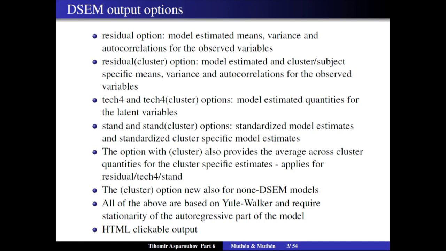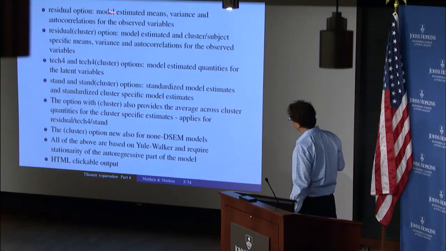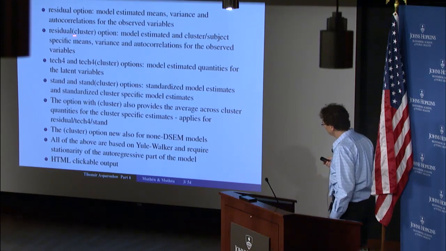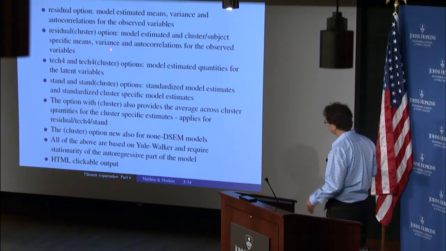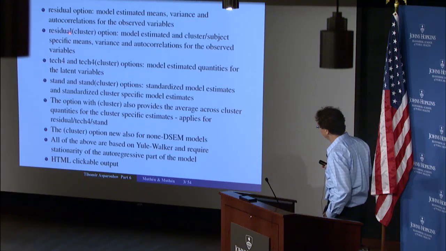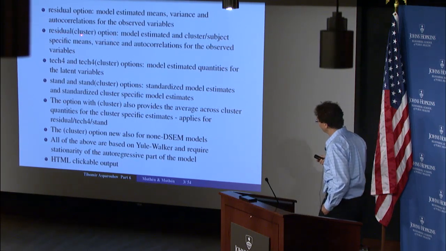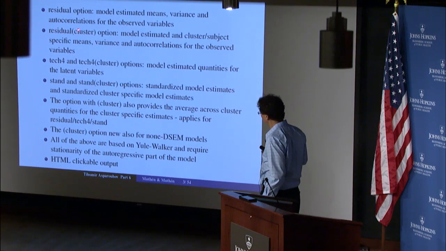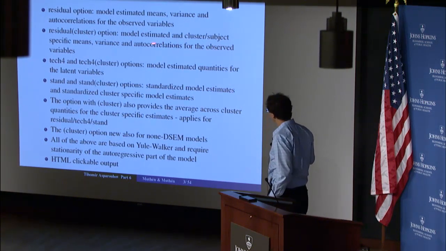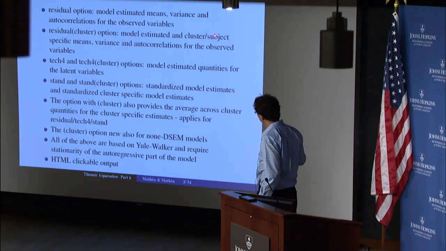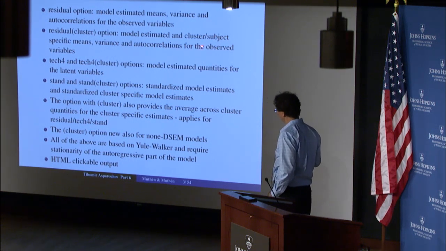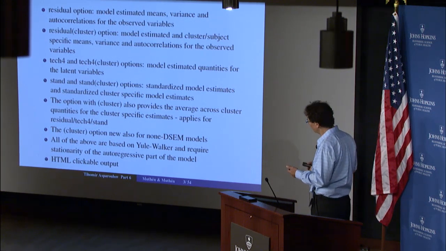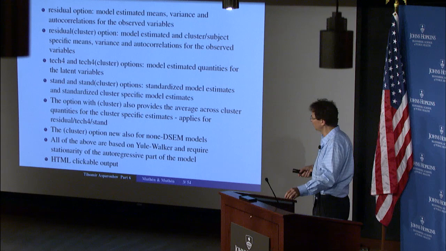when none of the random effects, when you don't have any random slopes. When you have TYPE=RANDOM and you have random slopes, random loadings, random variances, then you can use a new version of that option. It's called the RESIDUAL option with the CLUSTER option in brackets. And that will give you the model-estimated cluster-specific means, variance, autocorrelation. So for each cluster, for each individual, we produce the model-estimated quantities using the estimated random effects.